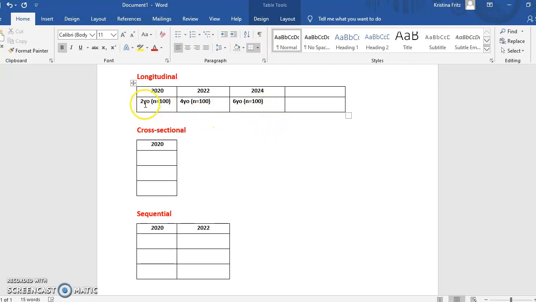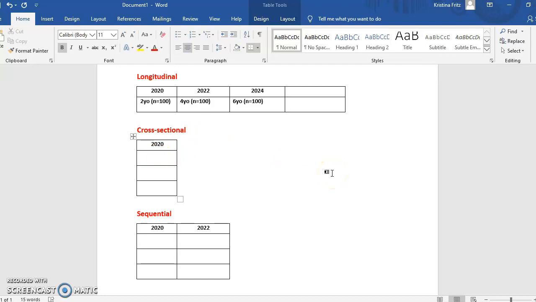So as you can see, we are studying the same participants across time. As 2-year-olds, we wait 2 years, we study them again as 4-year-olds, and we study them again as 6-year-olds. Now, this is very time-consuming, because we have to wait 4 years to get our results. Another way is cross-sectional.